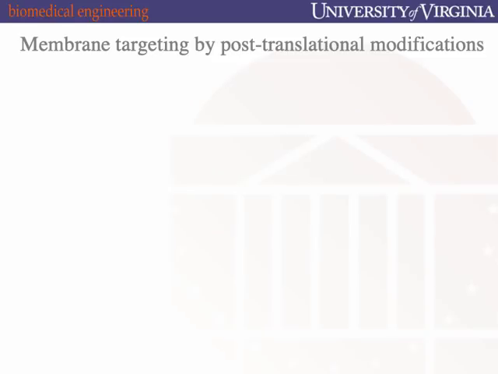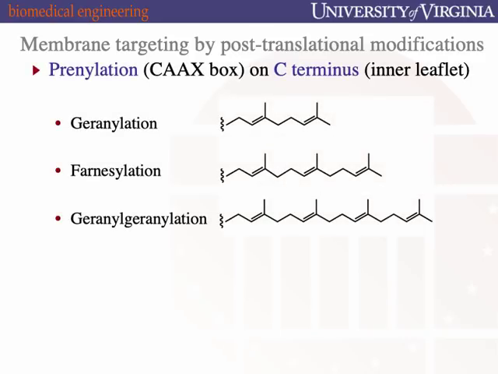One final category of modifications that are important for targeting, and that will get us back to Noonan syndrome from the beginning today, are a set of post-translational modifications that tether proteins to membranes. Akin to many of the other categories of modifications, there are multiple different kinds. The first one is a class of hydrophobic modifications called prenylation.